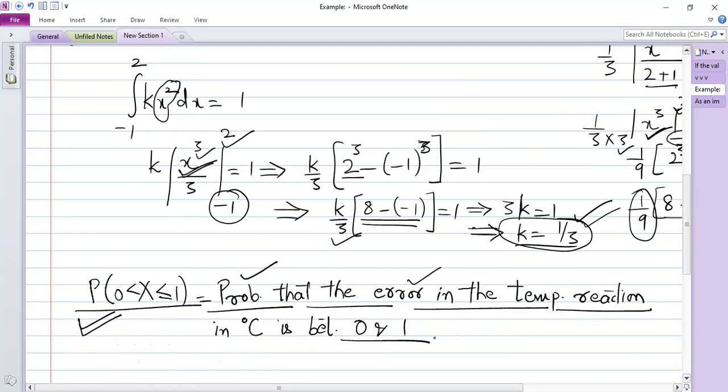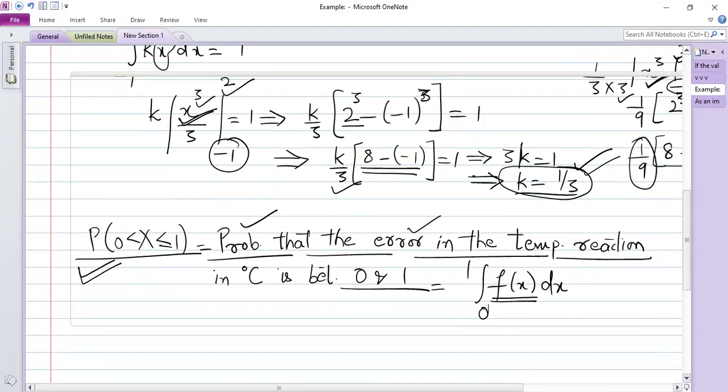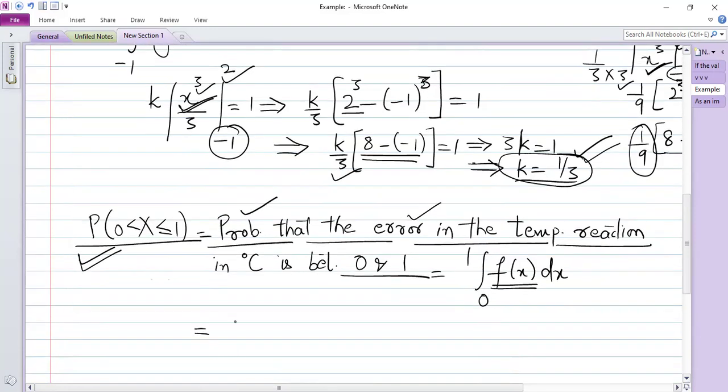Okay. So for that, obviously, I have to indicate a certain special function in the range 0 to 1. And what will be this special function? It will be nothing but our probability density function. Now, what is this probability density function in the given range? It is nothing but x square by 3, because it is mentioned that this f(x) is x square by 3 in the range between -1 to 2.